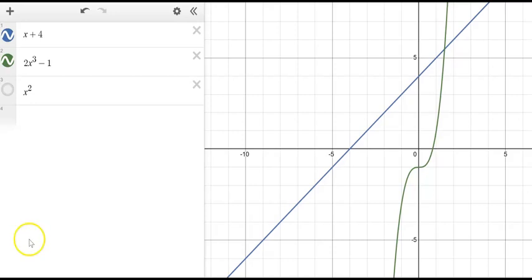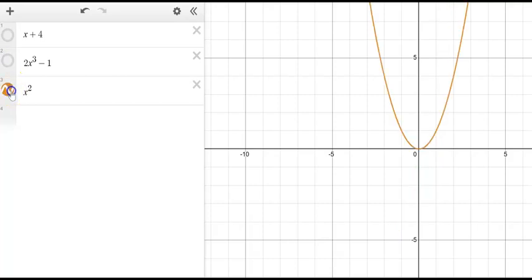Now, I'm going to delete these and put up a quadratic function right here. Here's our quadratic. We know that this is a function because it passes the vertical line test. But does it pass a horizontal line test? No. If I were to draw horizontal lines, it would cross the graph twice. Therefore, its inverse is not a function. Therefore, x squared is not a one-to-one function, and it does not have an inverse function.